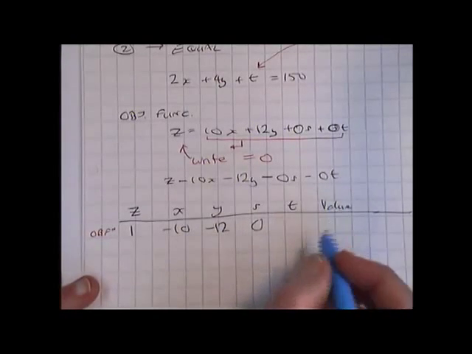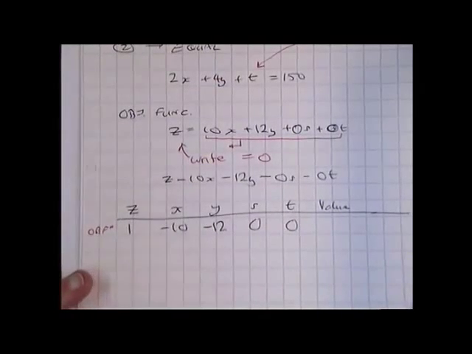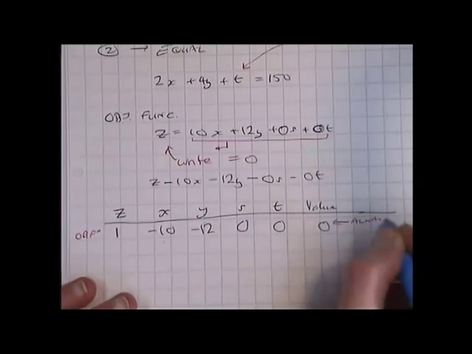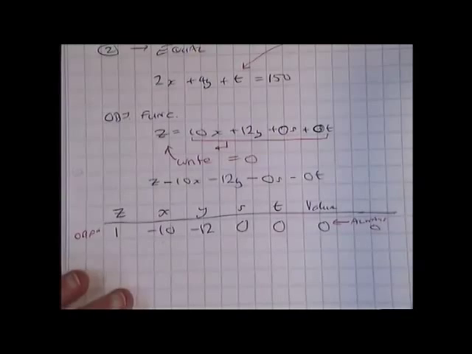How many t's? Anybody? I don't mind. 0. Okay. And the value is always 0 at this point. So at this point here, this is always 0. So we've put one of our objective functions in, well, our one and only objective function in.